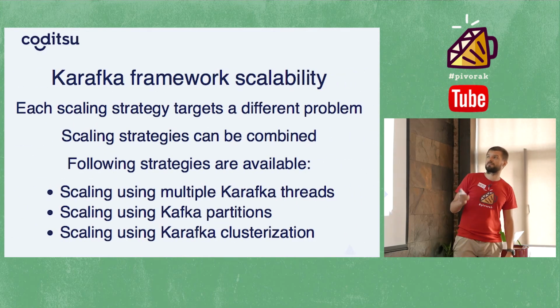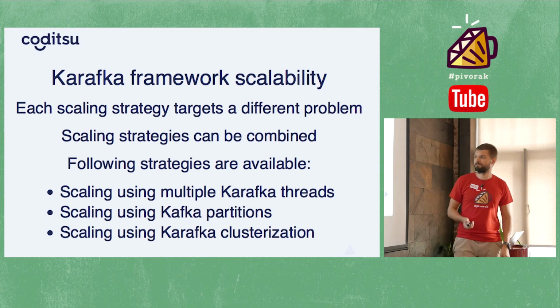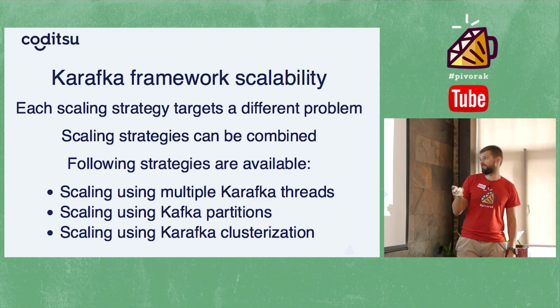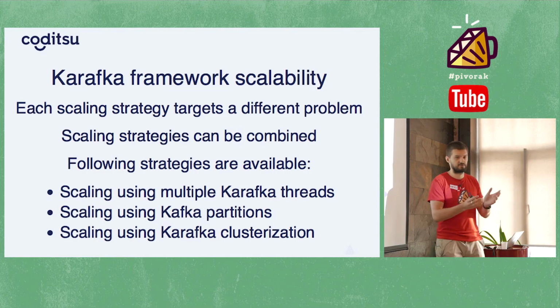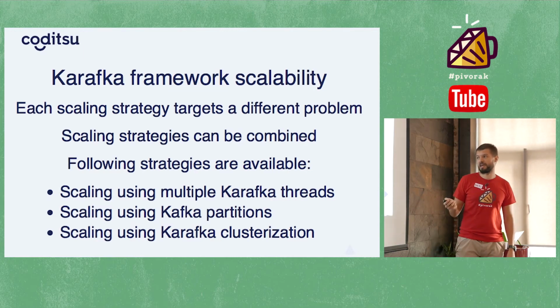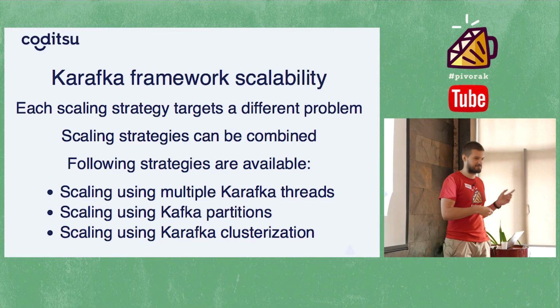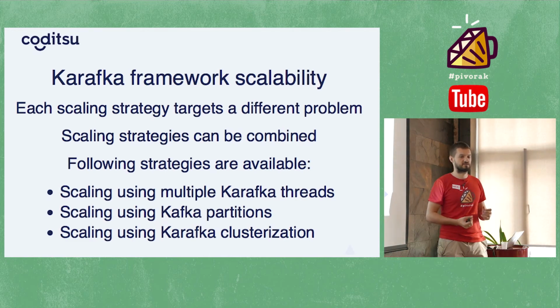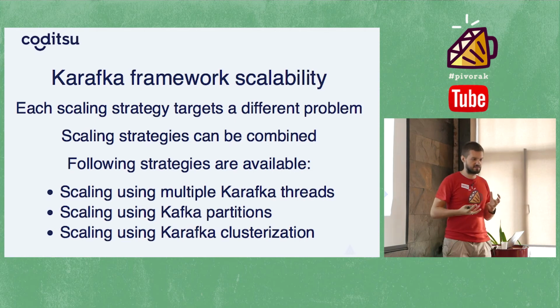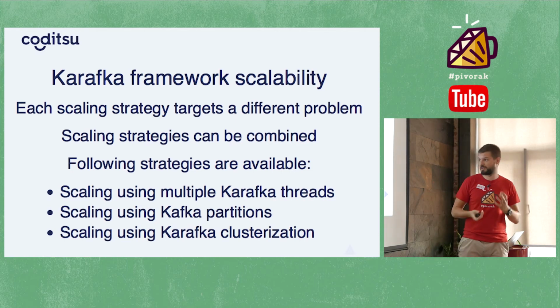There are multiple scaling strategies, both for Kafka and Karafka. You can scale with multiple threads, the easiest one. You know it, it works with Sidekiq, it works exactly the same here. You can scale with Kafka by using partitions. Partitions are a really interesting topic. I could have a next talk about only partitions. You could also scale with Karafka clusterization, which means that you could spin up multiple processes that would rebalance the topics in between their work.